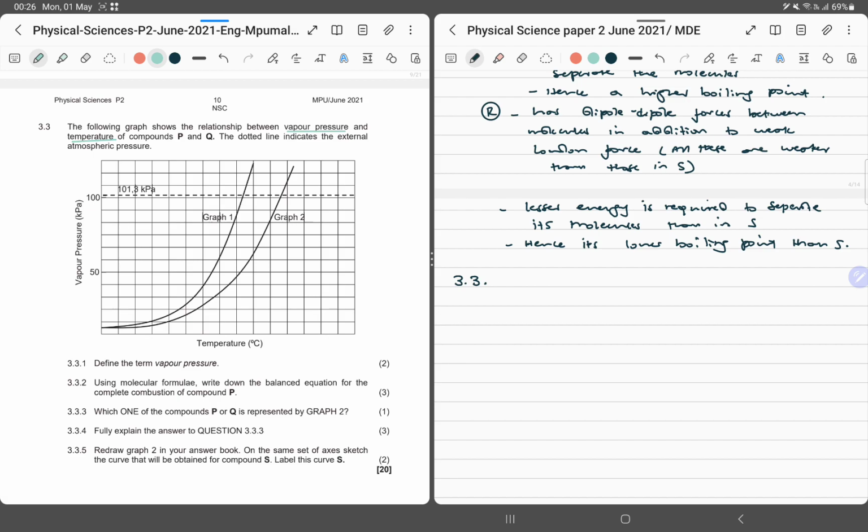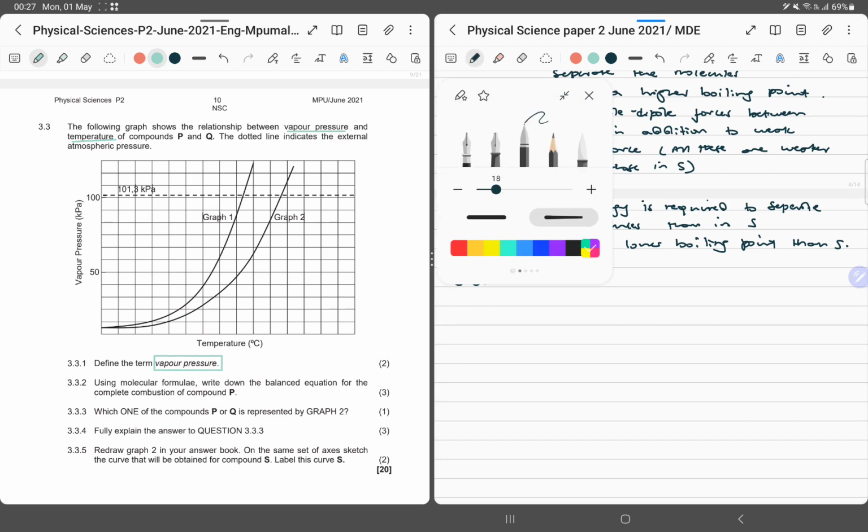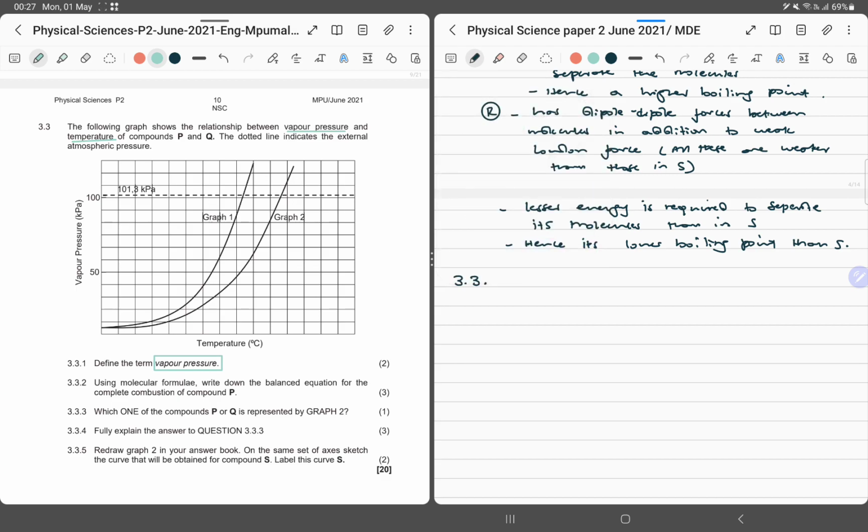Now let's see. Remember, when vapor pressure is equal to the atmospheric pressure, it boils, is it not? Okay, not an issue. So it says now define the term vapor pressure. Again, it's a very common question. Guys, you need no second invitation on this one, because if you don't know it, you're not taking school seriously, you're just visiting there.